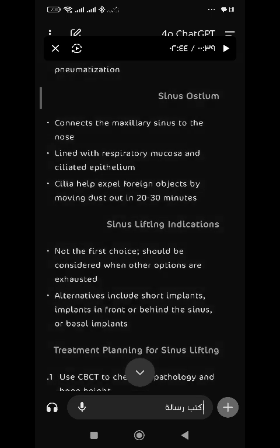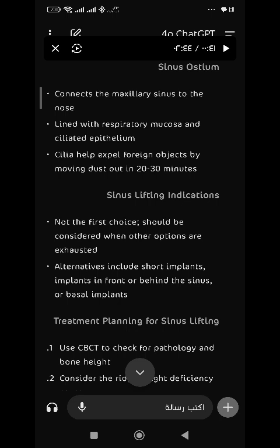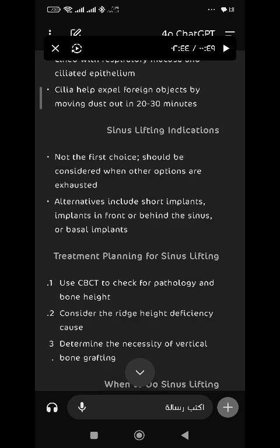The sinus ostium connects the maxillary sinus to the nose, lined with respiratory mucosa and ciliated epithelium. Cilia help expel foreign objects by moving dust out in 20 to 30 minutes.